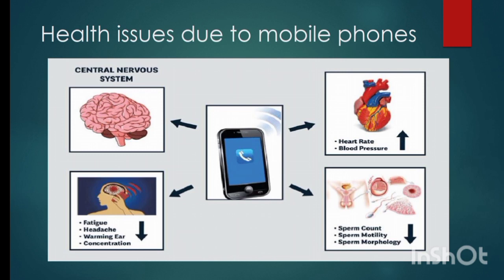Health issues due to mobile phones. Number one is central nervous disorders such as lack of sleep and a lot of other problems. At number two, we feel headache, fatigue, warming of the ear, and lack of concentration. Our mobile phones also affect humans' heart rate and raise blood pressure. In males, it also affects their sperm count, sperm motility, and sperm morphology.